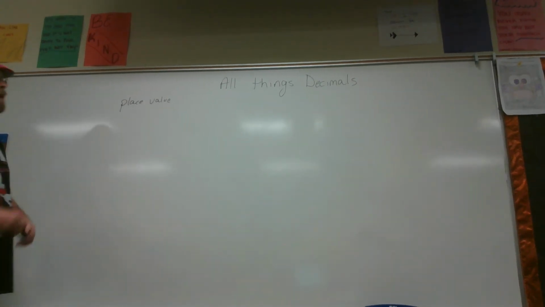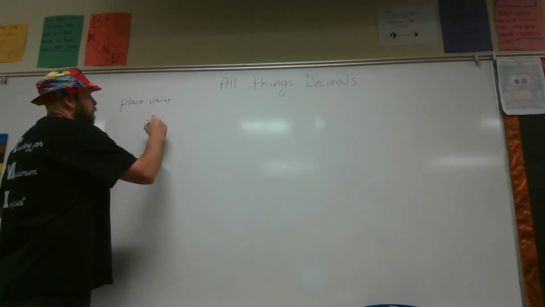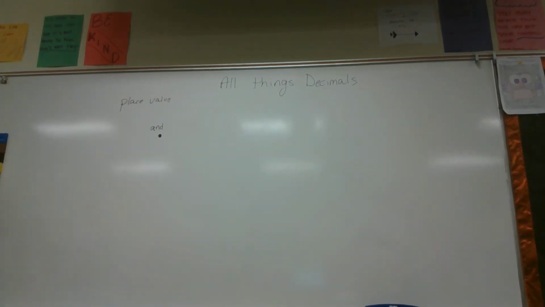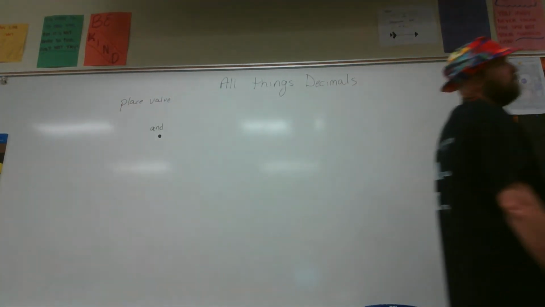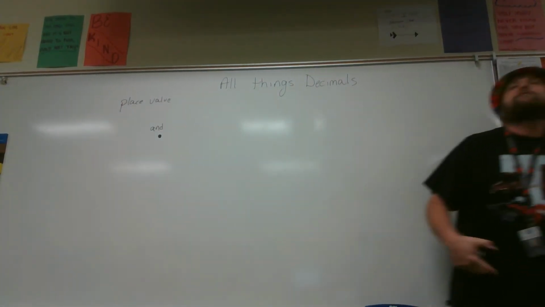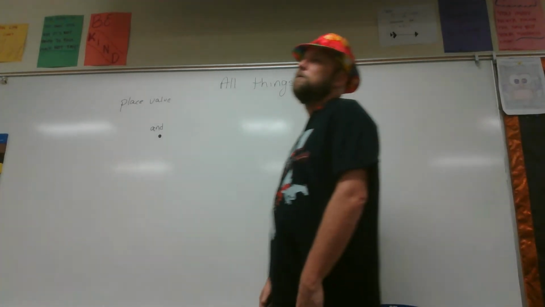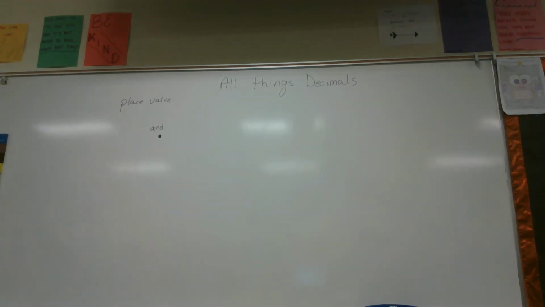All right, place values. Our decimal point is written by the word and. So anytime you say the word and, that's going to tell you that that's where the decimal point is. Just like $5.13.